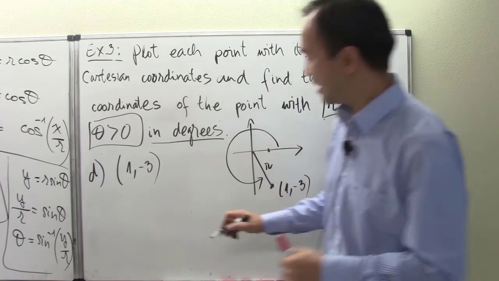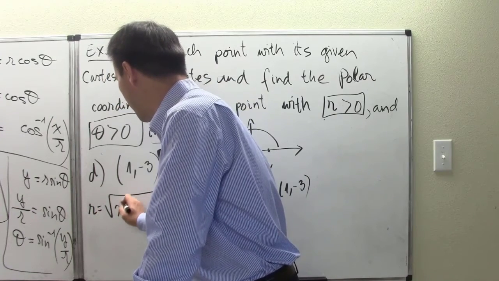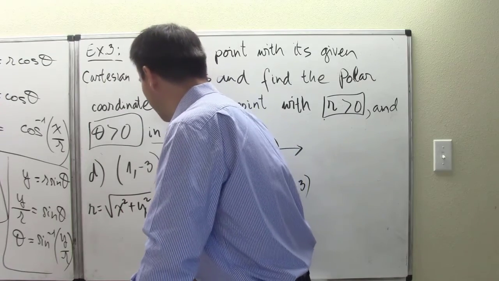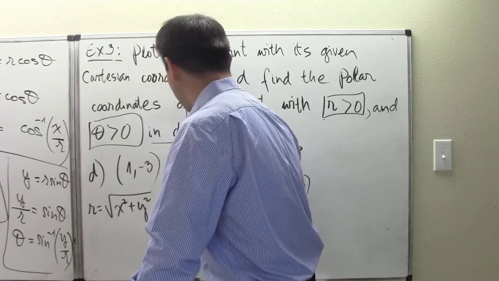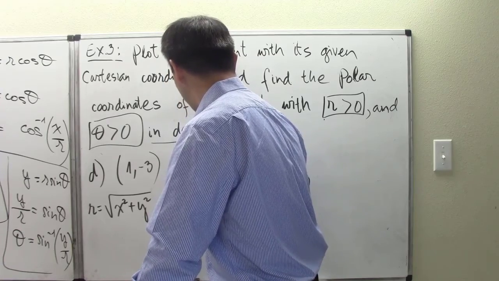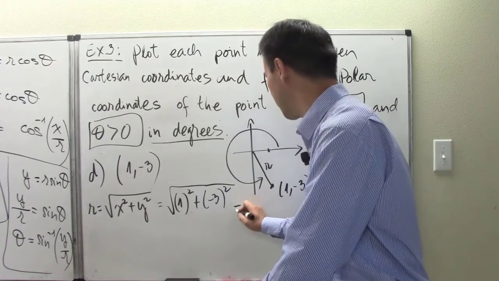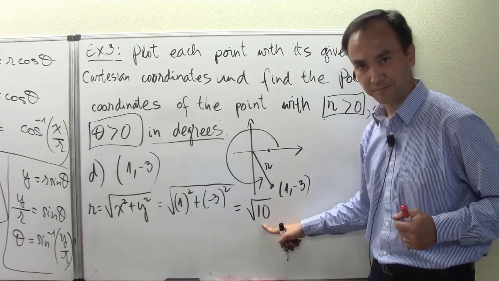All right, so now again to calculate, R equals square root of x squared plus y squared. And so here I'm doing square root of 1 squared plus negative 3 squared, all of that inside the square root. And so I'm looking at specifically square root of 10. This is my radius for that.